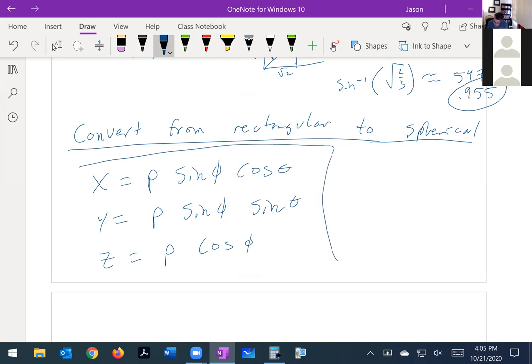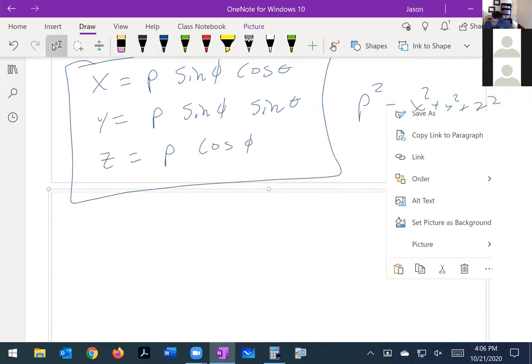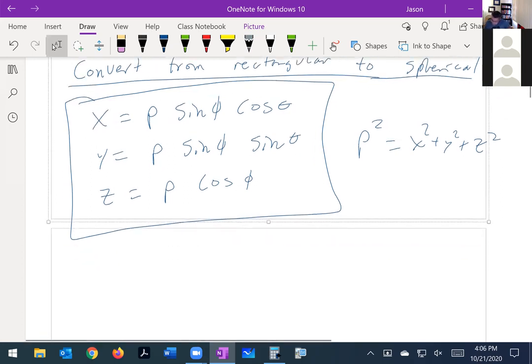So these are my conversion formulas. This is really how I go from rho, phi, and theta to x, y, and z. And I also know that rho squared is equal to x squared plus y squared plus z squared.